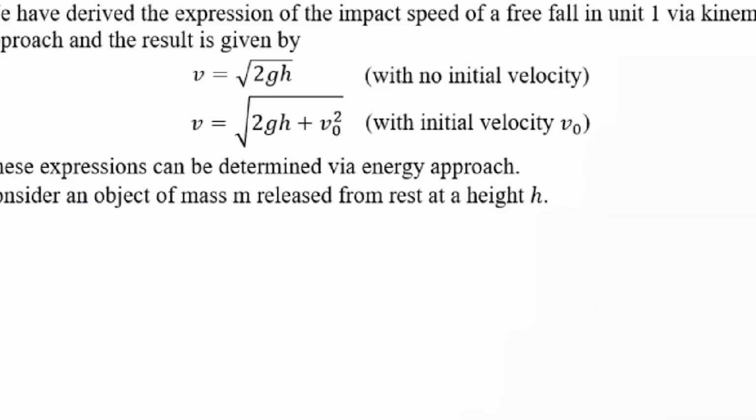Consider an object of mass m released from rest at a height h. Now we have no initial speed. It will reach the ground after a certain time lapse. We are interested in determining the velocity v before the impact. We know the result. If there is no initial speed, it's given by radical of gh.